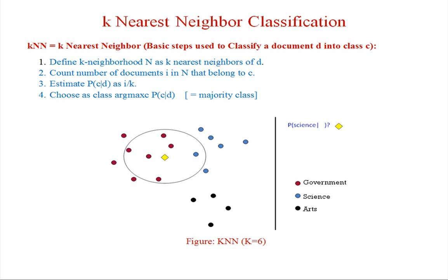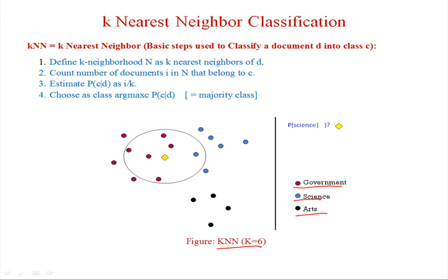For example, here all red circles represent documents with the label government. All blue circles represent the label science, and similarly all the documents represented by black circles represent the arts type of document. And the nearest neighbor classifier's decision depends upon the count of nearest neighbors. For example, in this case we use K nearest neighbor with K equal to 6.